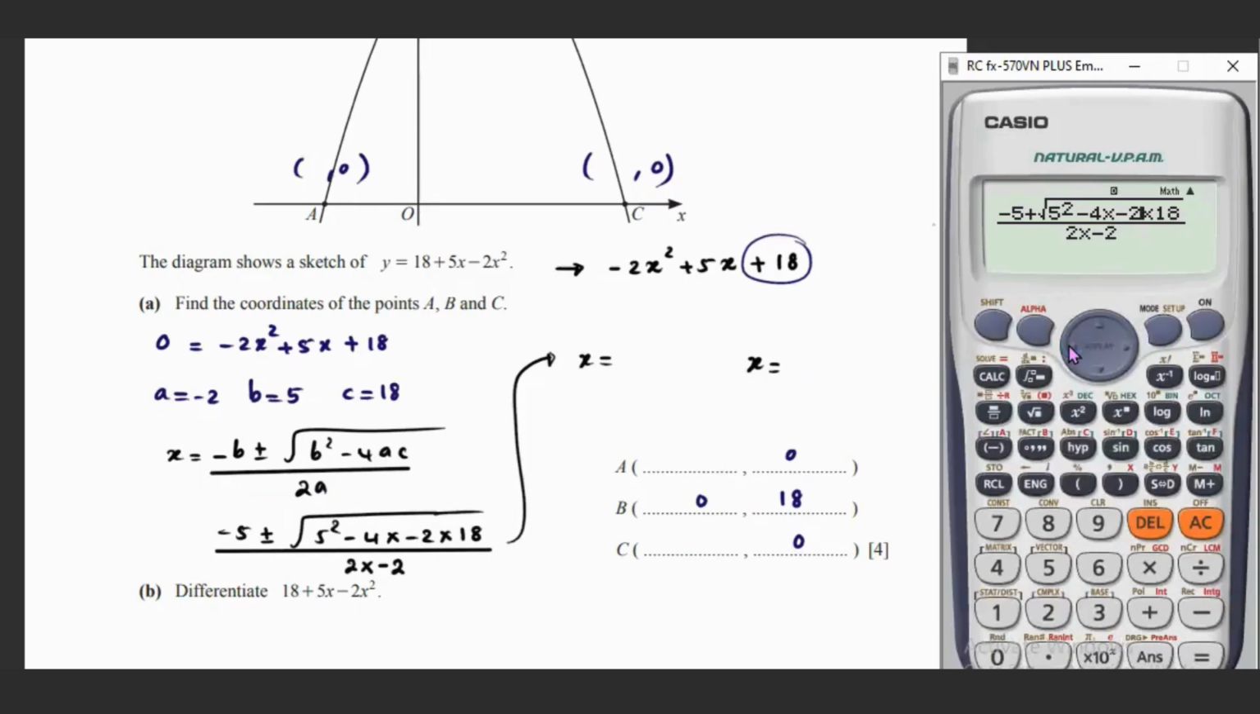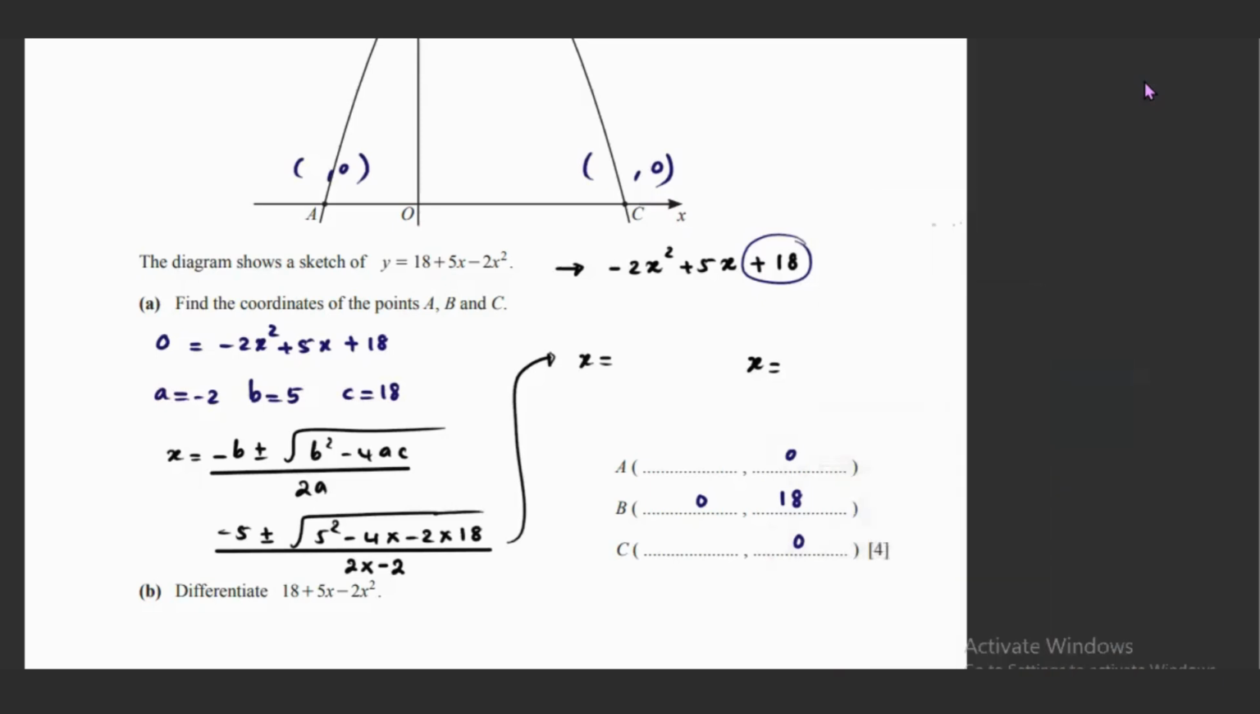And the other value that I get should be found by changing this plus that we have just before the square root into a minus. So that is 9 over 2, which is the same as 4.5. So the two values that we got are negative 2 and 4.5. So those will be the roots of the equation. So negative 2 and 4.5.